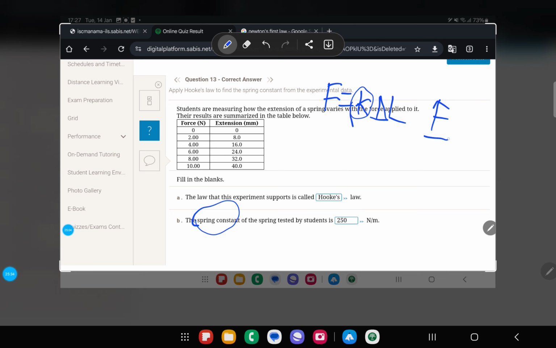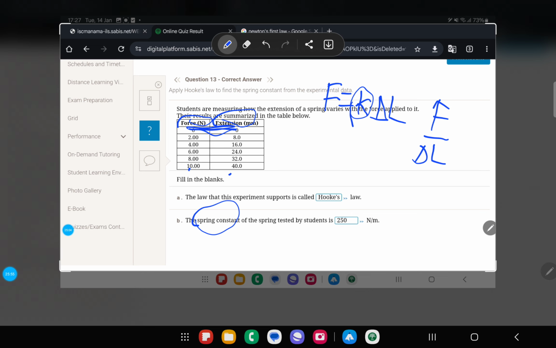So we're gonna do F over delta L. Now we're given the force and L. L is extension again. Here's force, here's extension. We can take any of them, except the first one, since there's no force or extension. I'll take the last one, 10 and 40.